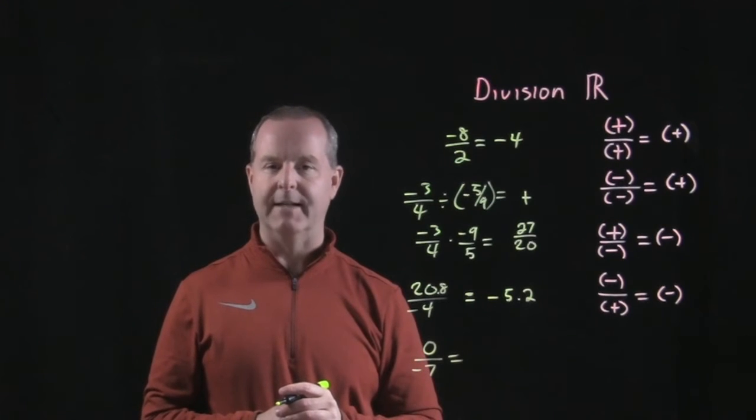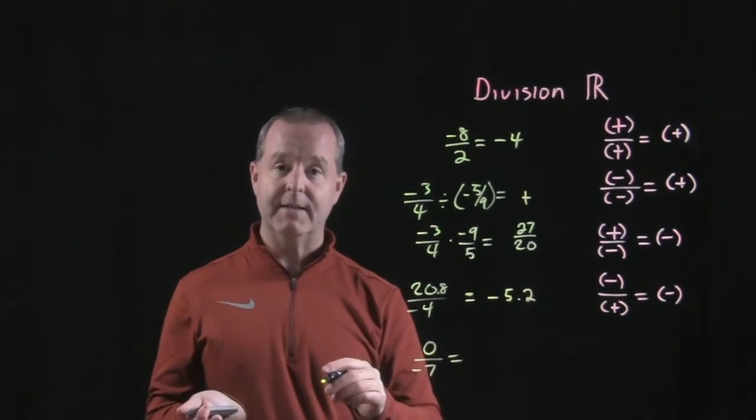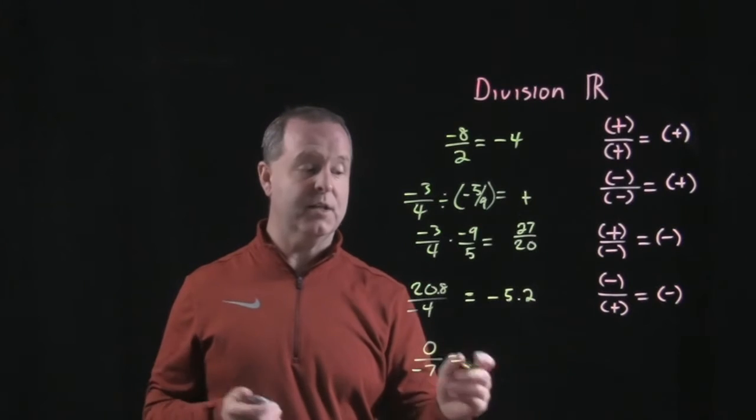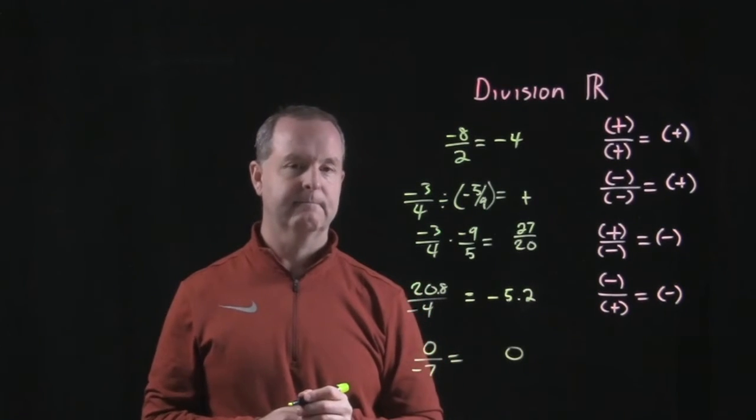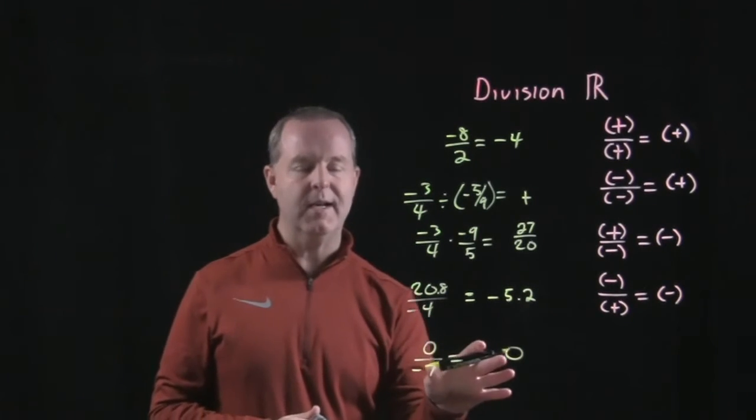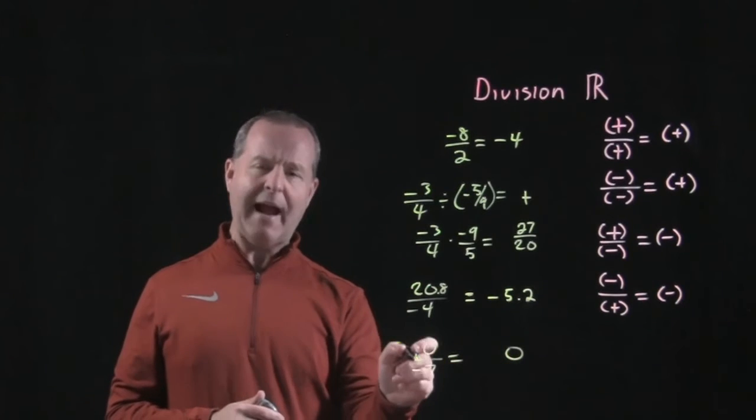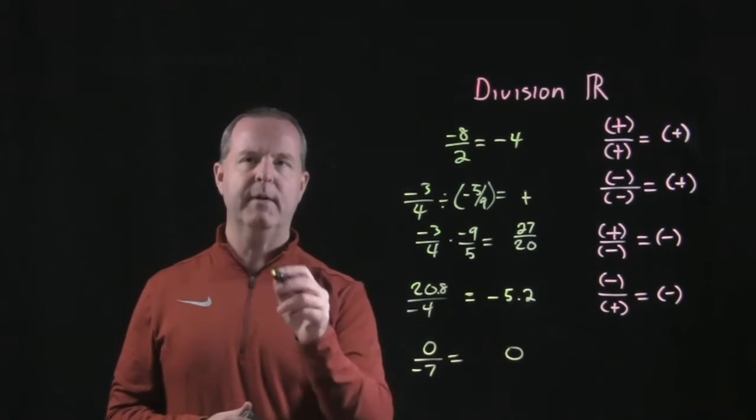What's going on with that? 0/7 essentially is just a 0. Now this gives me a great opportunity to help us understand, well, what happens if that one was upside down? Here's a little bit of an aside.